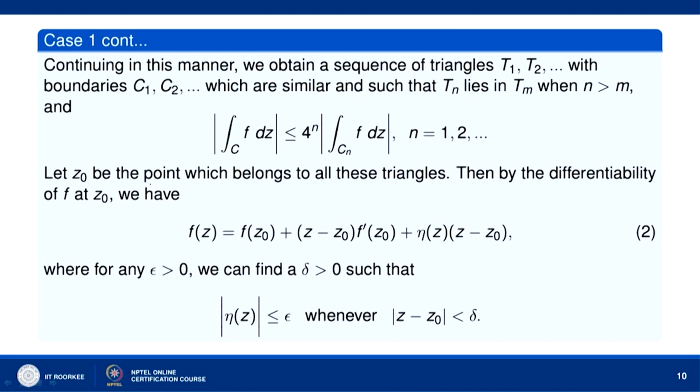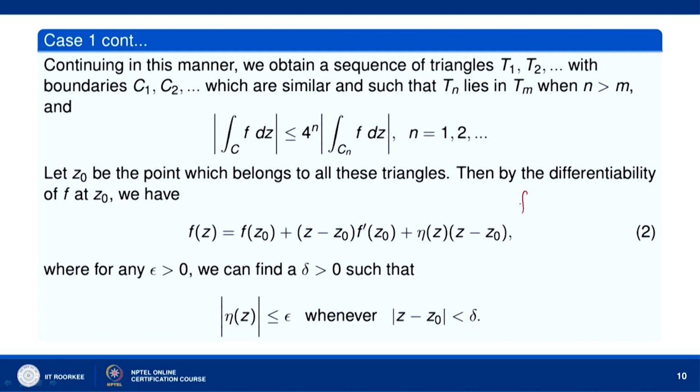Now, let z0 be the point which belongs to all these triangles. Actually, we have here a nested sequence of triangles. Then we have assumed that f is analytic, so f is differentiable at z0. So, f(z) = f(z0) + (z - z0) f'(z0) + eta(z)(z - z0).